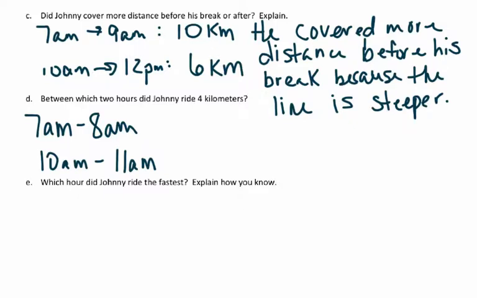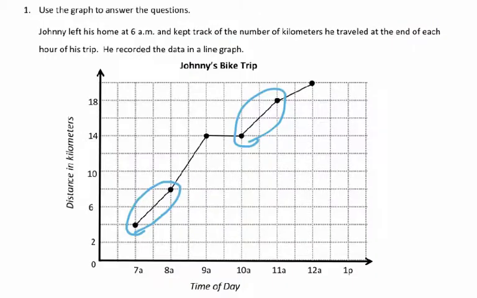And explain how you know. So again, we're going to look at our graph. So the fastest time means he's covering the most distance in the shortest amount of time. So that line would be the steepest. And if you look between 8 and 9, he's going from 8 kilometers to 14 kilometers. So he's actually going 6 kilometers here.